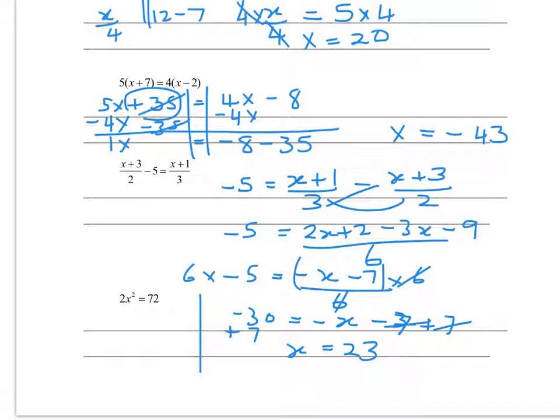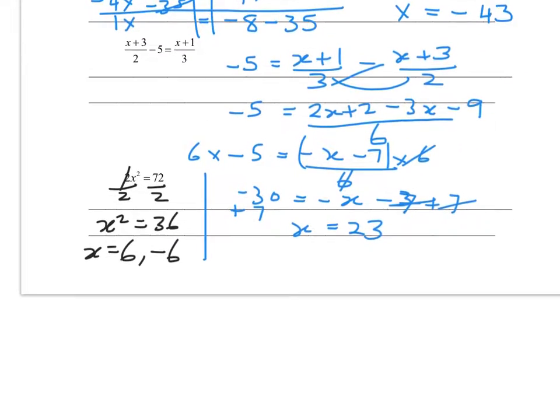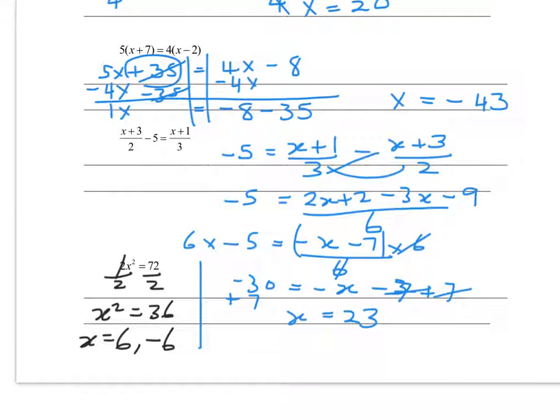This last one here, sorry, a bit squashed up, maybe do a different colour. I want to get rid of the 2, so I'll divide by 2 on both sides. So x squared equals 36. What number squared equals 36? x must equal 6. 6 squared is 36. But don't forget, a negative 6 times a negative 6 is also 36. So you have both those possibilities. Okay, and I think that's the end.